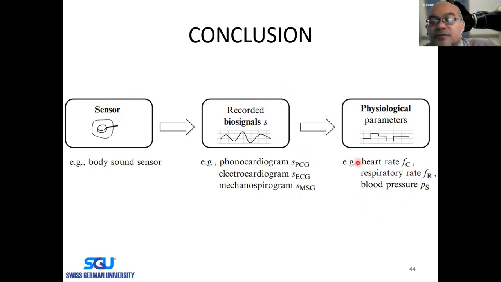Some physicians may use their experience to interpret directly from PCG, ECG, MSG, but usually if it is aided with some type of signal processing to obtain the secondary data, the physiological parameters, it helps the physicians a lot. Then the physician can make a better diagnosis. And this is something which is not yet widely available in all clinics. Many of them are only available in the hospital.